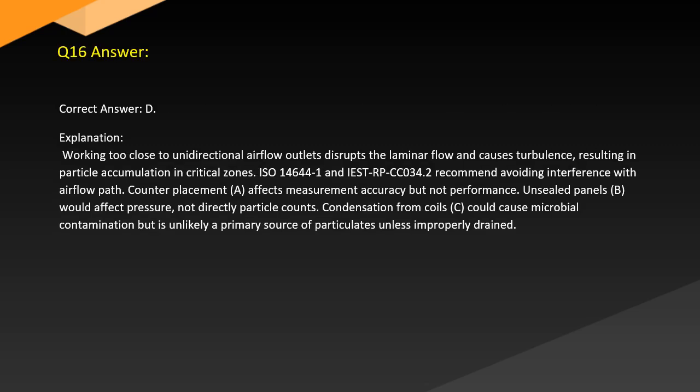Answer. Correct answer: D. Explanation. Working too close to unidirectional airflow outlets disrupts the laminar flow and causes turbulence, resulting in particle accumulation in critical zones. ISO 14644-1 and IEST-RP-CC.2 recommend avoiding interference with the airflow path. Counter placement (A) affects measurement accuracy but not performance. Unsealed panels (B) would affect pressure, not directly particle counts. Condensation from coils (C) could cause microbial contamination but is unlikely to be a primary source of particulates unless improperly drained.